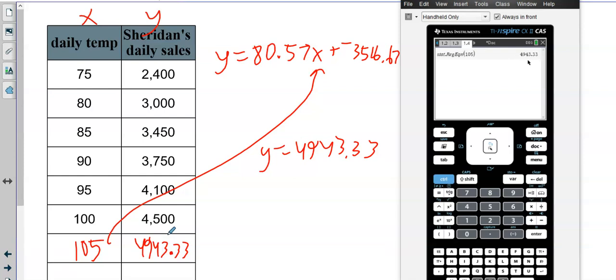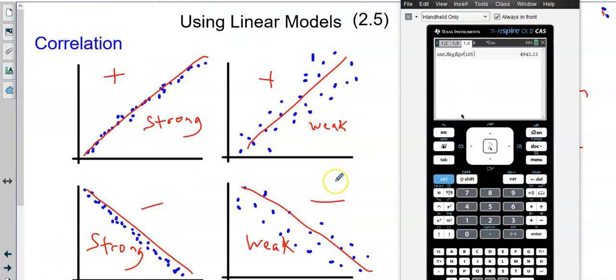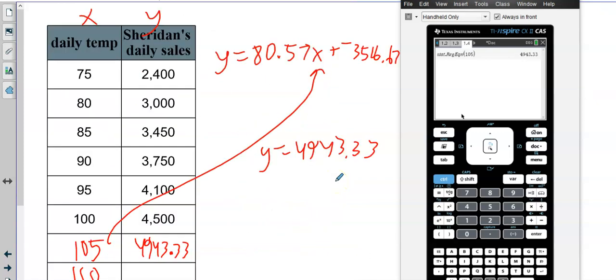Now it's hard to predict too far into the future, or to extrapolate too far away from the data. What I mean by that is hypothetically, I don't know if this is possible, I mean, California's on fire right now, but let's just say it was 160 degrees. Your calculator could make a prediction on that. So let's see what it predicts here. I'm just going to type it in because this line of regression can make a prediction. It would predict 9,300 sales, but really, if it's 160 degrees, I don't know what would happen.